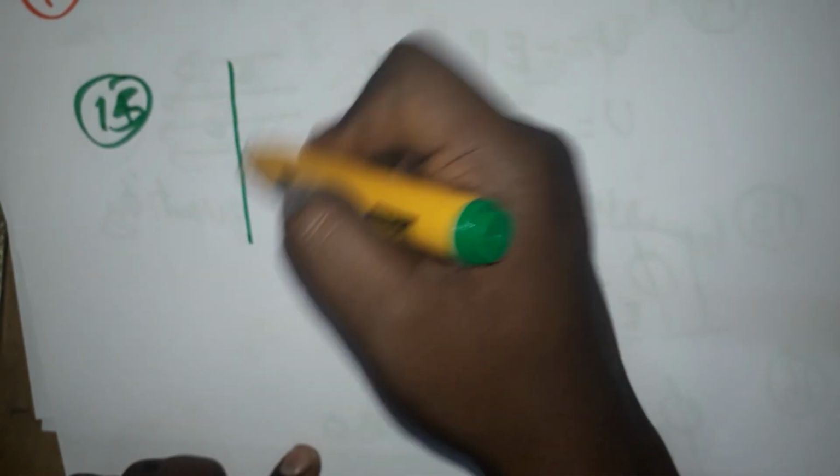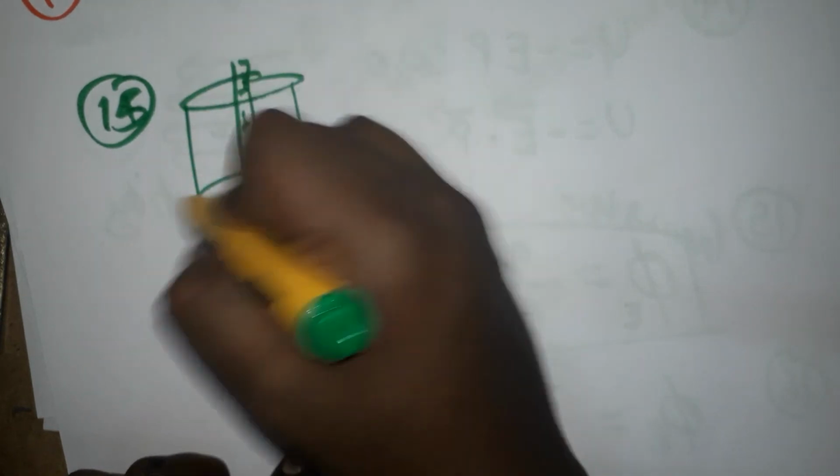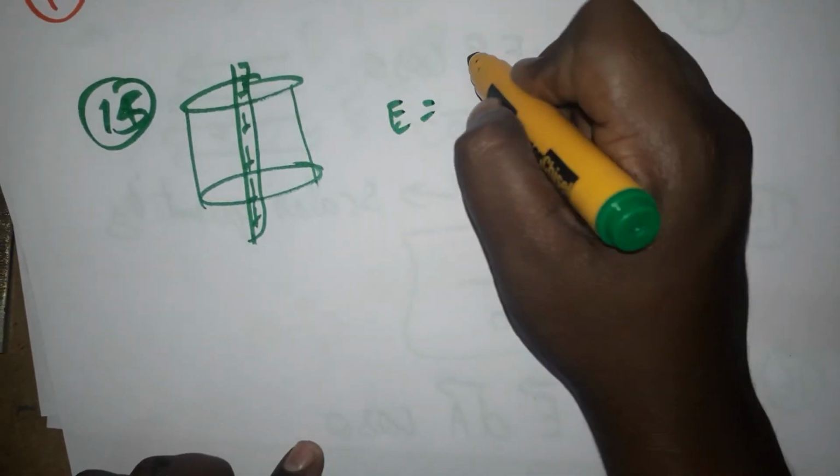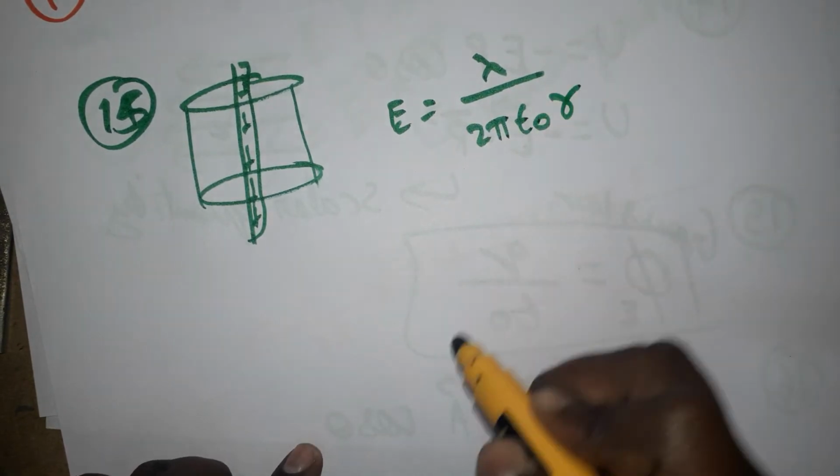It is an application of Gauss law. Formula number 15. I have a straight wire. It is uniformly charged. What is the electric field around this uniform wire? Electric field is equal to lambda divided by 2 pi epsilon naught R.